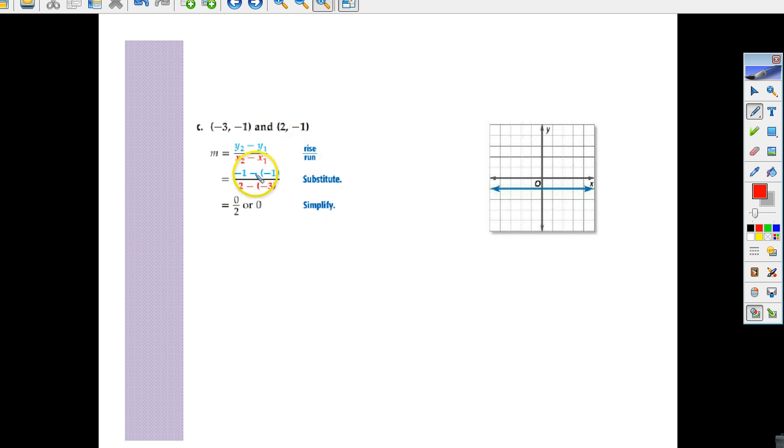So here's another example, just in case you didn't get that one. So here's y2 minus y1, negative 1 minus negative 1, over x2 minus x1, 2 minus negative 3.